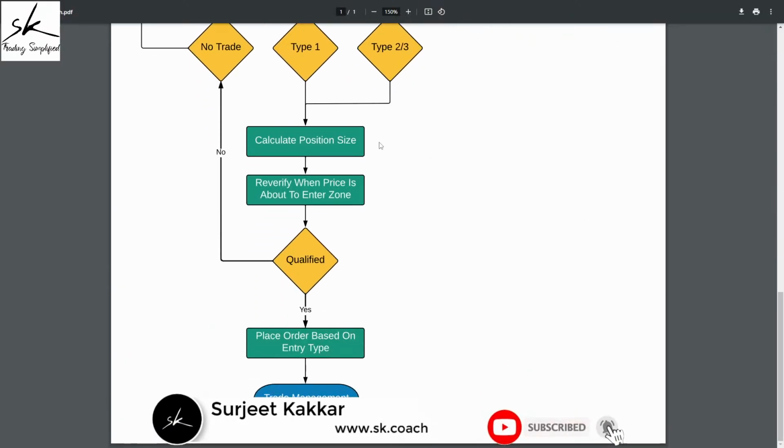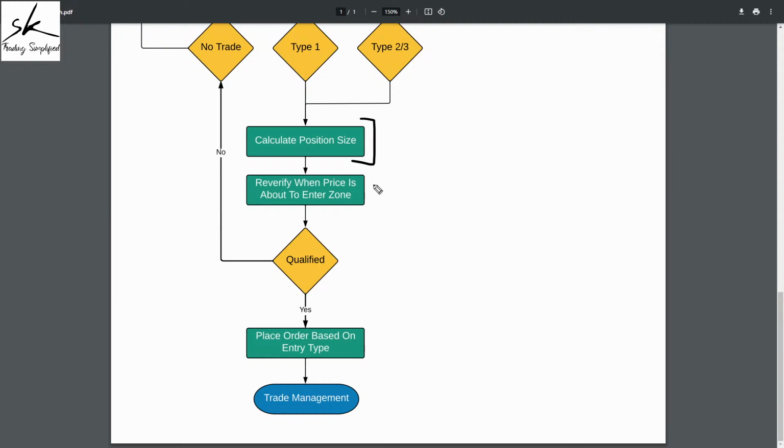Now, no matter how high the quality or the probability, we understand that any trade can be a stopped out trade. So we'll also have to be ready for the worst case scenario, for which we'll do a proper position size calculation, so that in case the trade does not go in our favor, we do not lose more than what we are willing to lose based on our risk appetite.